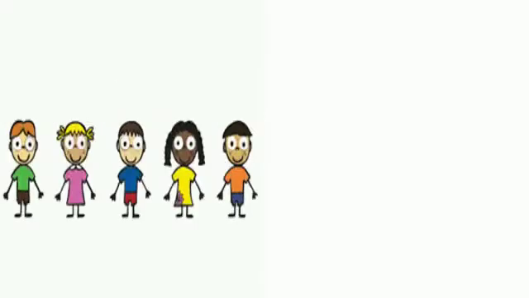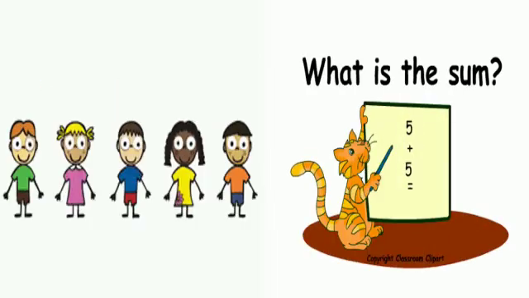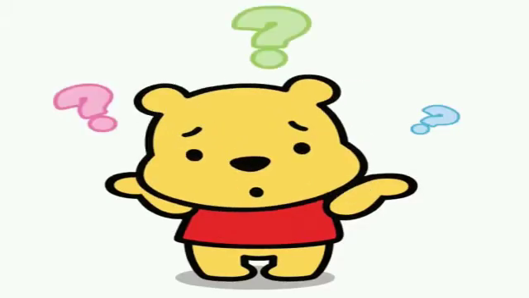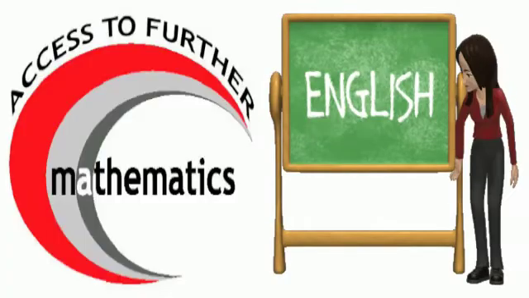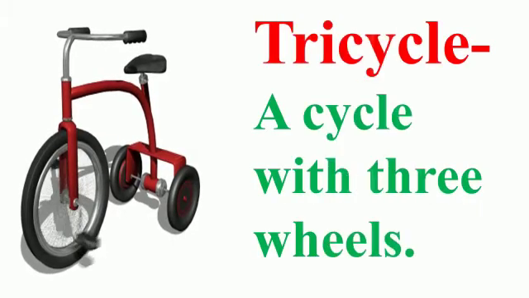Students, you all like maths a lot, right? I know all children like maths a lot, but do you know we can use maths in English also? Now you will say, ma'am, how? Come, I will tell you. We can use number of maths in English. See how. Tricycle means a cycle with 3 wheels.